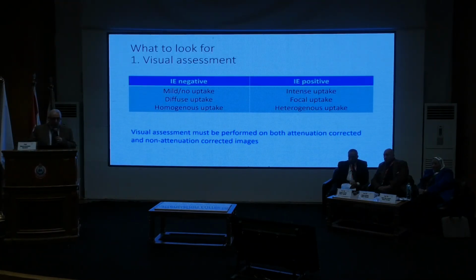What to look for? We have to read the study. We have a visual assessment and we have quantitative assessments. For visual assessment, to say it's positive for infective endocarditis, we need the uptake to be intense, focal, and heterogeneous, either focal or diffuse heterogeneous. A diffuse, homogeneous uptake is not consistent with infective endocarditis.